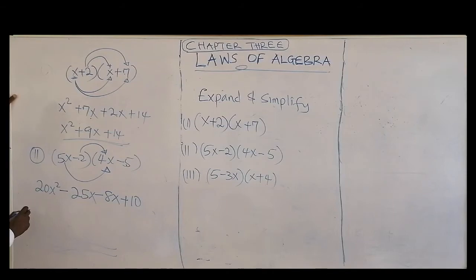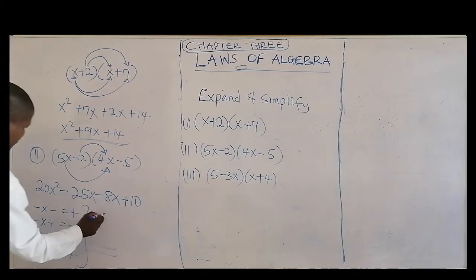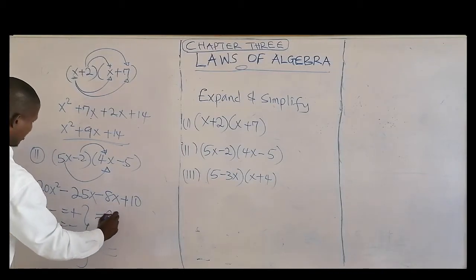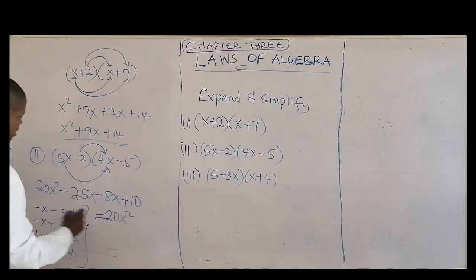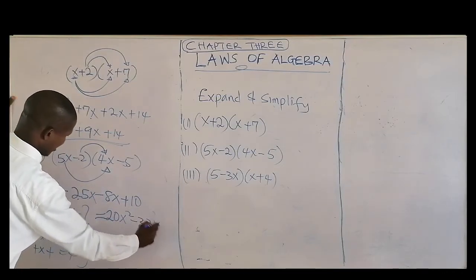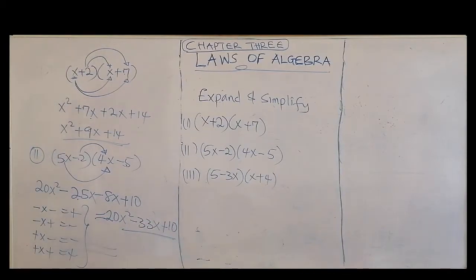So I want you to note something. Minus times minus, that's a plus. Minus times a plus, that's minus. Plus times a minus, that's minus. And then plus times a plus, that's plus. So please note this. Okay? So the final answer for this one will be 20x squared minus 25x minus 8x, that's minus 33x plus 10. So that finished this question.